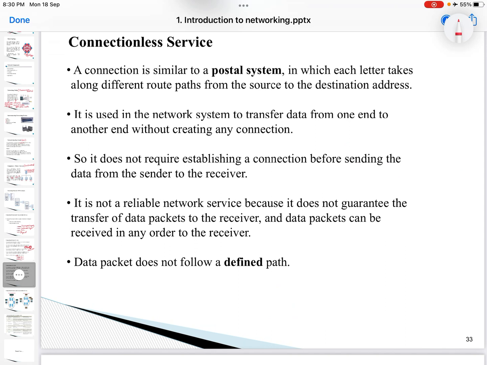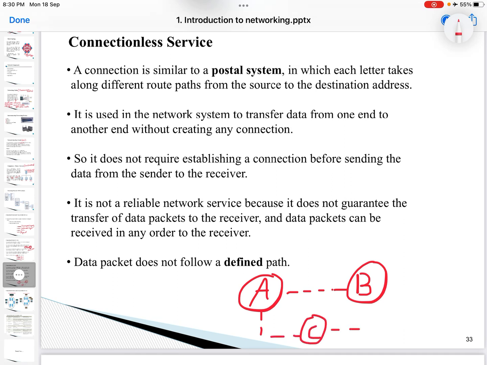Connectionless service is similar to a postal system in which each letter takes a different route from the source to the destination address. For example, I have A, there is B, and I have to send a letter to B. I can take any route. I can go to C, first give some important message to C, then go to B and give the letter, or I can directly go to B. So this is your route number 1. This is your route number 2. So we say that it can take different route paths from the source to the destination address.